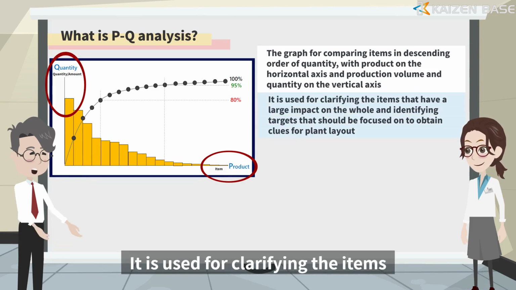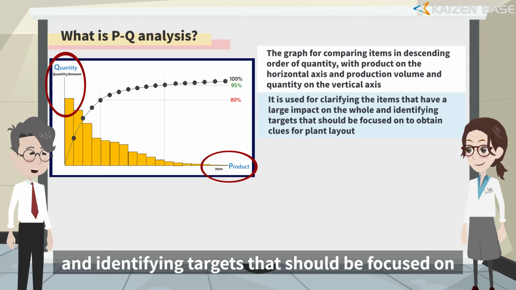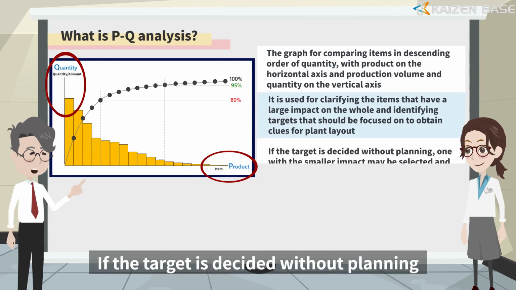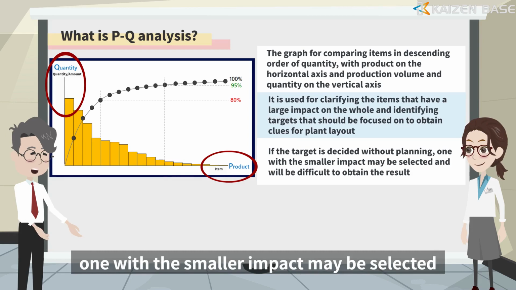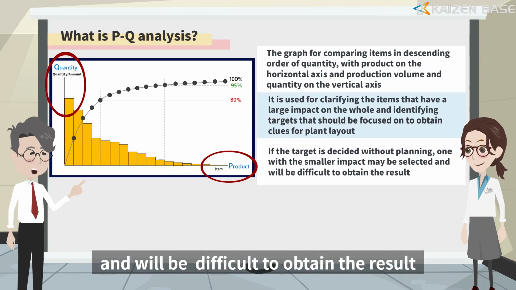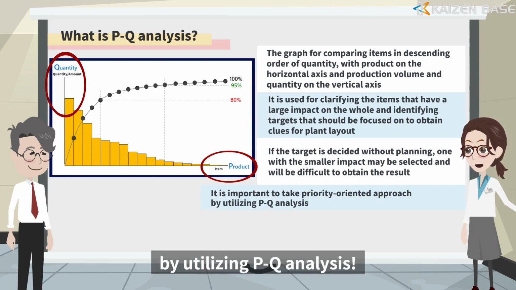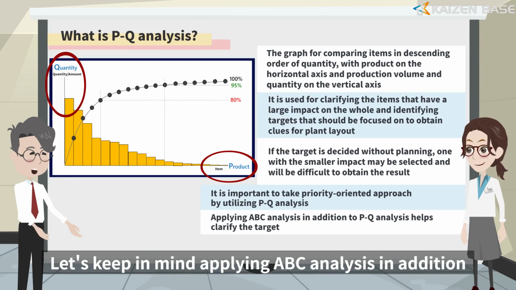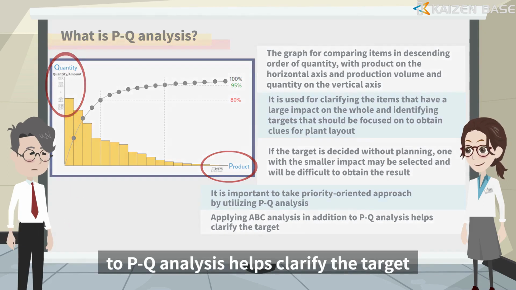It is used for clarifying the items that have a large impact on the whole and identifying targets that should be focused on to obtain clues for plant layout. If the target is decided without planning, one with a smaller impact may be selected and will be difficult to obtain the result. It is important to take a priority-oriented approach by utilizing P-Q analysis. Let's keep in mind applying ABC analysis in addition to P-Q analysis helps clarify the target.